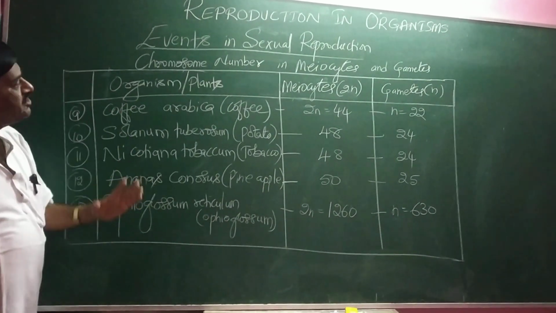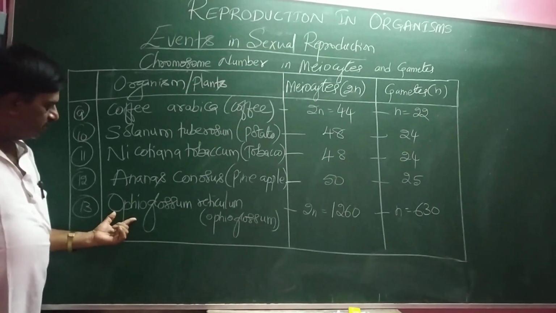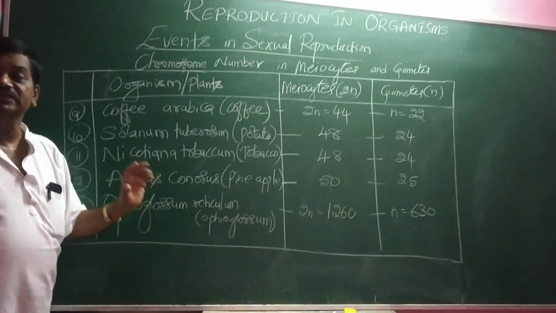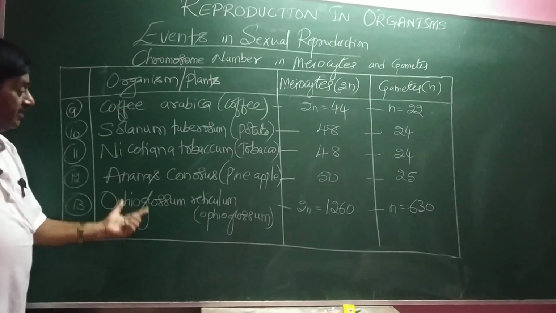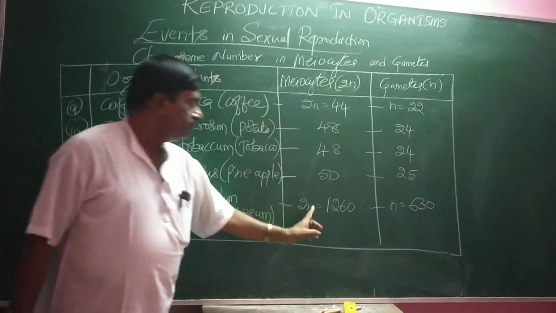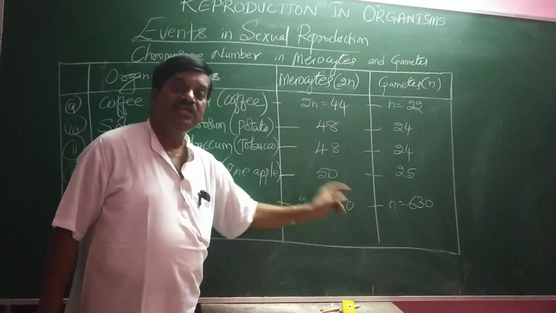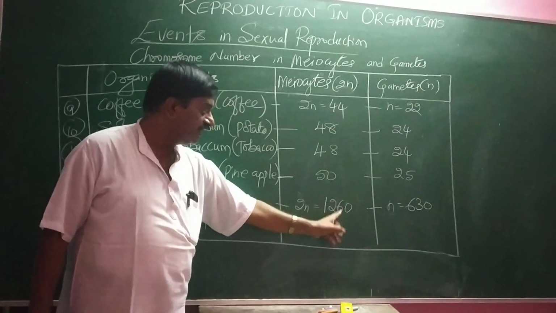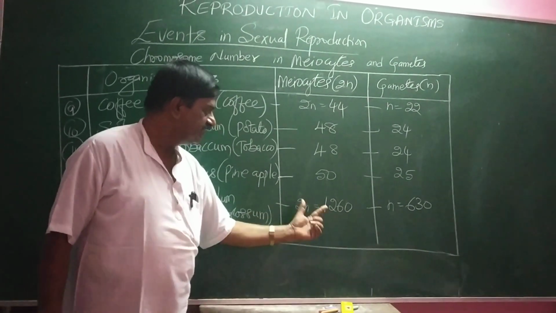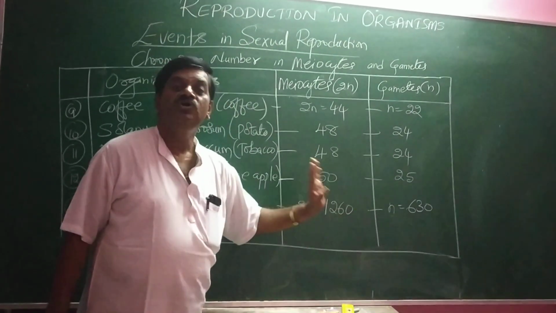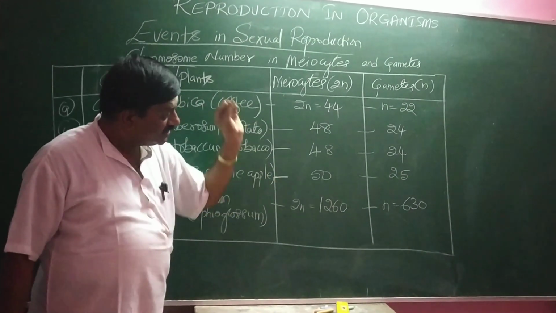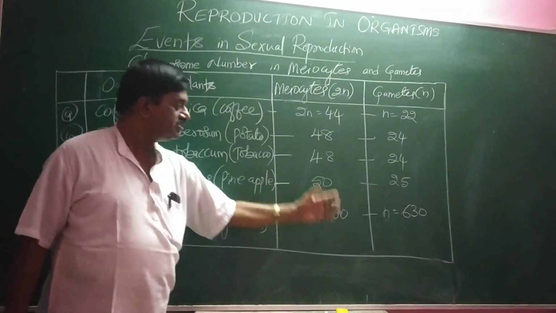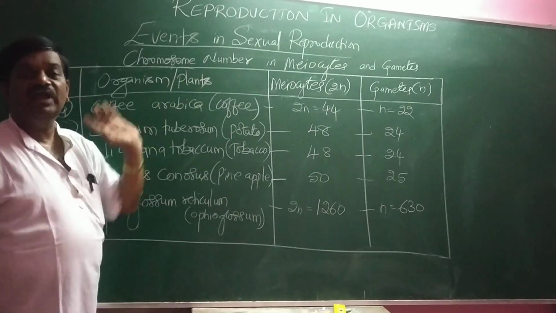Next, the highest chromosome number is present in Ophioglossum reticulatum, commonly called Ophioglossum. It is a pteridophyte plant, which is a small plant. Each cell has 2n is equal to 1260. In one cell, 1260 chromosomes are present, and the gametes have n is equal to 630 chromosomes. This 1260 is the highest among the plant examples.